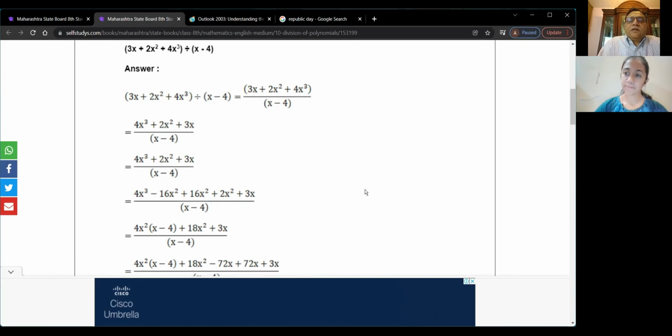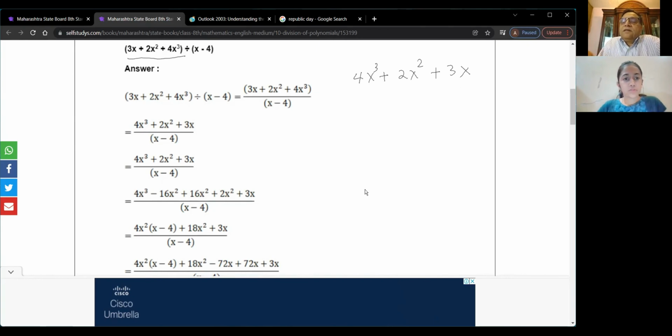Now, let us try to understand how we do long division. So the first step is, do you see the powers are written in the reverse order? So write in the normal way, right? The normal way is 4x cubed plus 2x squared plus 3x. Is that okay? And you're going to divide by x minus 4.